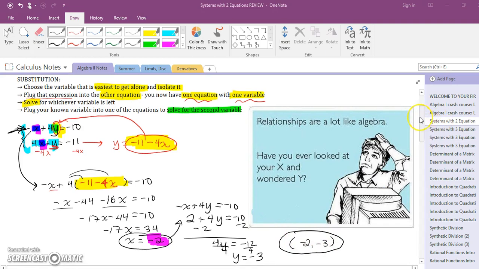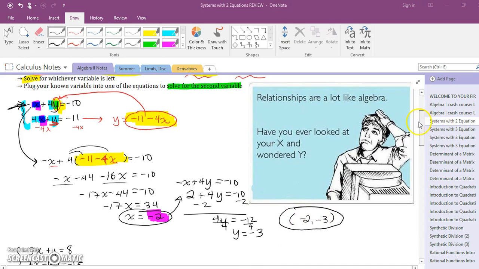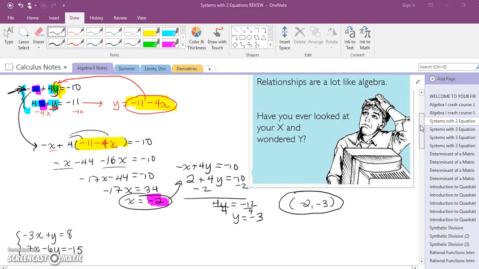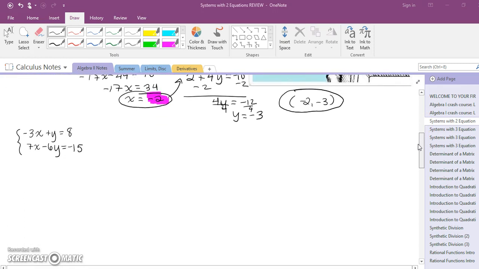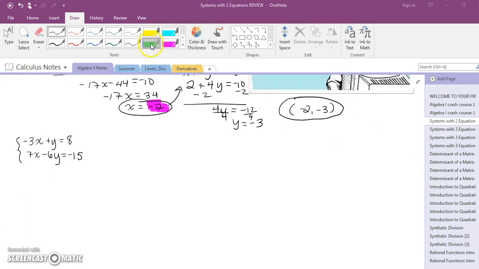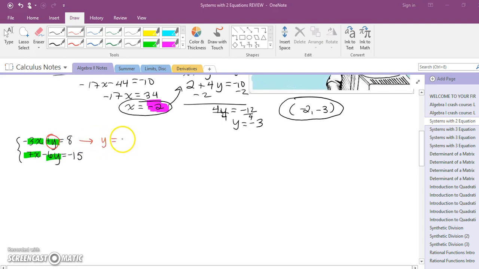I'm going to set up one more for you. I'm not going to do it all out because I think after one example it's a good enough refresher, but just to make sure you're 100% okay finding the variable. So I have 4 variables here. The one that's easiest to get alone is the one without a coefficient. So you would add 3x to each side, and that will put it on the other side. So y equals 8 plus 3x. And I'm going to take this and plug it into the other equation for y.